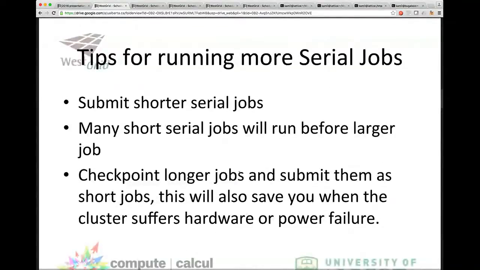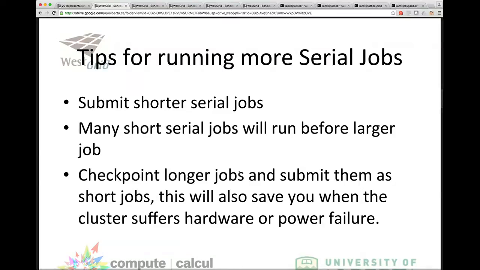So tips for running more serial jobs. Submit shorter serial jobs. Many shorter serial jobs will run before a large serial job. Checkpoint longer jobs and submit them as shorter jobs. So checkpointing is basically when you have your job write out its state, and then end, and then have another job come in and read the state and restart from the point where it used to be.